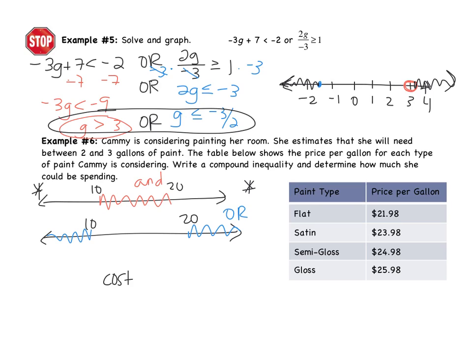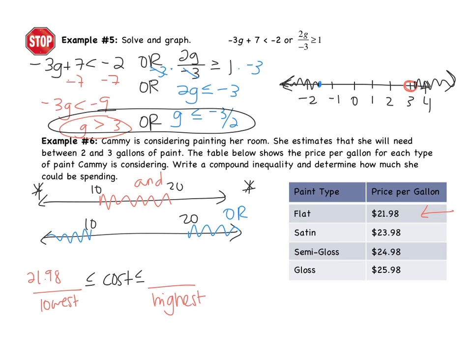So I'm going to do it in terms of cost. So her cost is going to be between 2 amounts. It's going to be an and problem. So I need to think about what's going to be the lowest amount that she could possibly spend, and what's going to be the highest amount that she could possibly spend. Well, lowest amount. The cheapest is going to be this flat paint. So that's going to be $21.98.